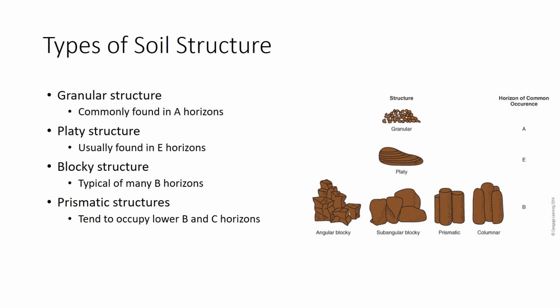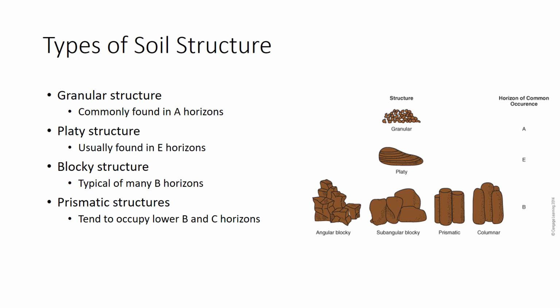Platy structure is usually found in E horizons. Peds are large but thin, plate-like, and arranged in overlapping horizontal layers. The arrangement makes discontinuous pores that reduce penetration of air, water, and roots. Soil compaction can create platy structure in the A horizon when granules of topsoil are crushed into thin layers.